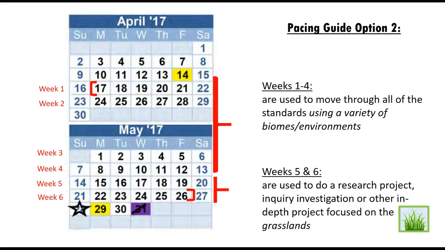Okay, as I mentioned, option 2 is where you compact all of your content standards in weeks 1 through 4. So you can see that those would be roughly from April 17th through May 12th. And then that leaves you a 2-week window here to do a research project focused on the grasslands.